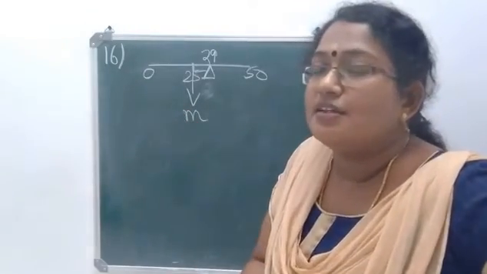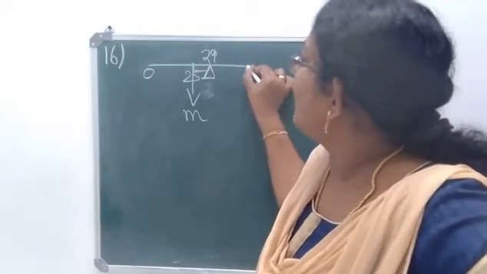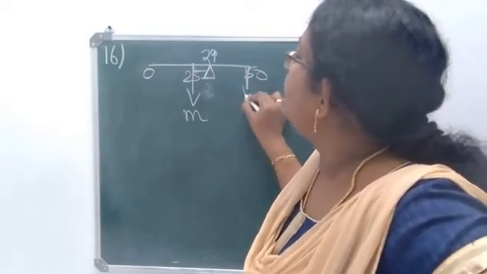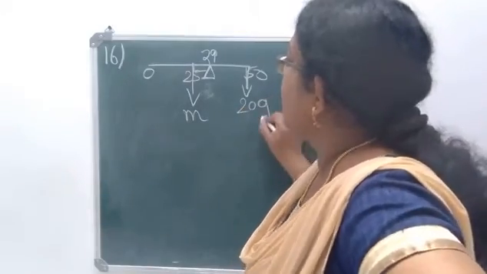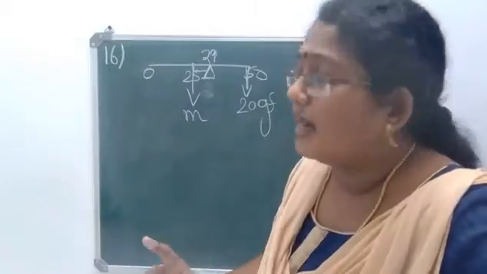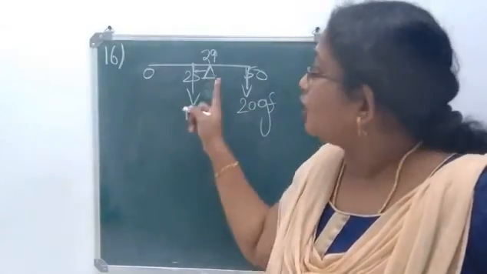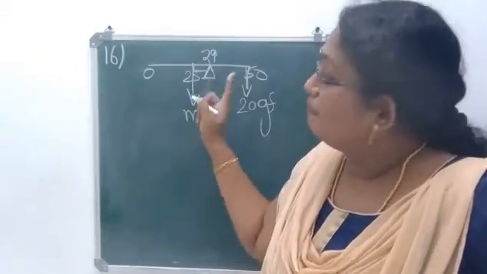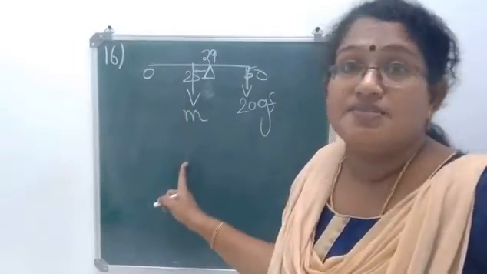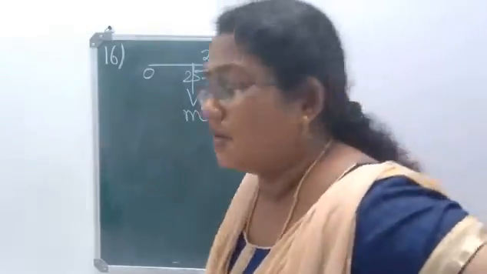Now you can say where this 20 gram has to be hung. Yes, it should be hung at the 50 centimeter marking. Why? Because we need the weights to be hung on either sides of the pivot. On the left side of the pivot comes the mass of the rule, so naturally the other weight should be hung on the other end.